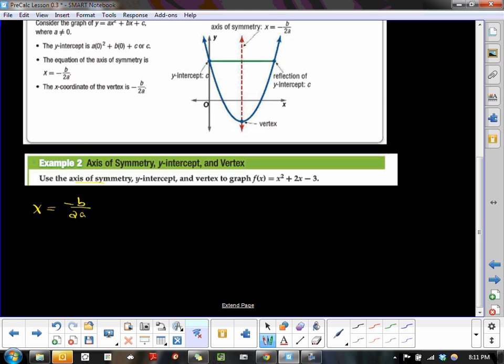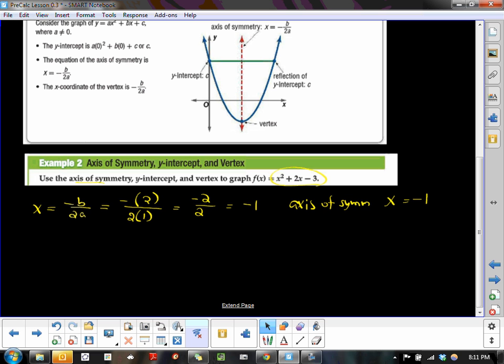You just want to make sure that your equation is in standard form, and it is in standard form. It's all solved for y. So that's the negative of the value of b, which is 2, all over 2 times a, and the value of a is 1, which means we have negative 2 all over 2, where the x value is negative 1, or your axis of symmetry, I'll abbreviate that, is when x is negative 1. Okay, I'll graph that in just a moment.